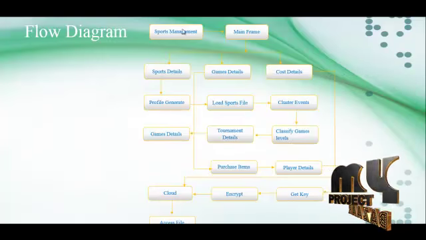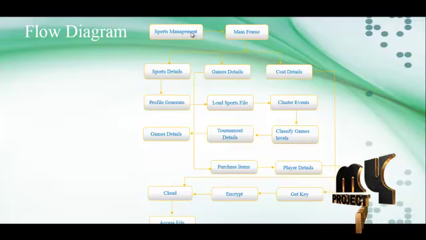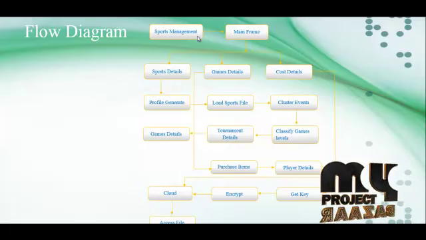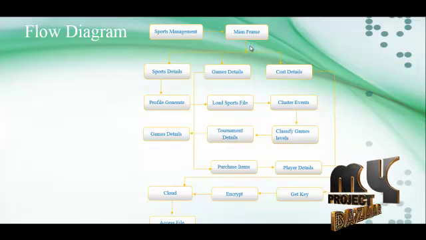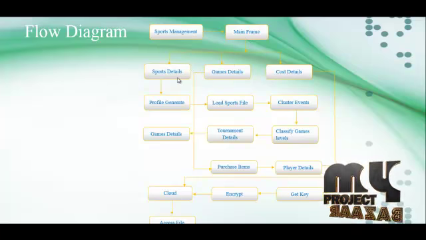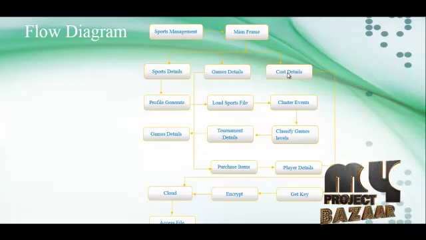Okay, so this is the flow diagram for the sports management system. First of all, we initialize our process. First we discuss what the sports management system is. After that we come to the mainframe. Here the mainframe is divided into three parts: one is the sports details, the game details, and the cost details.